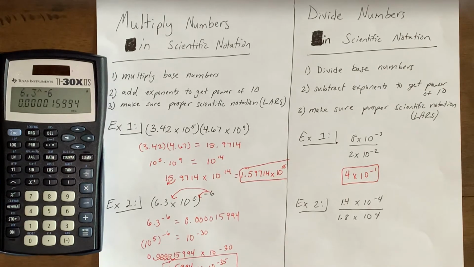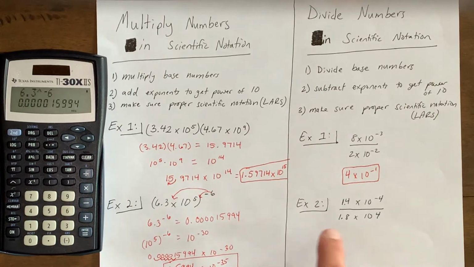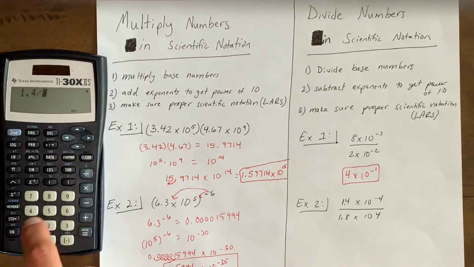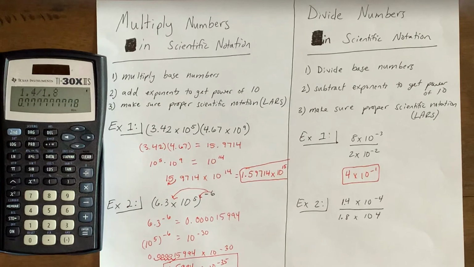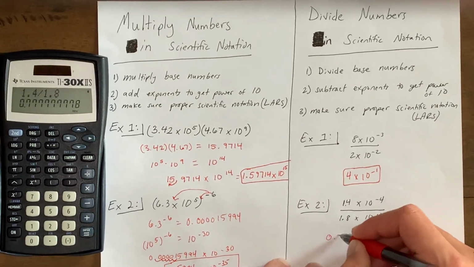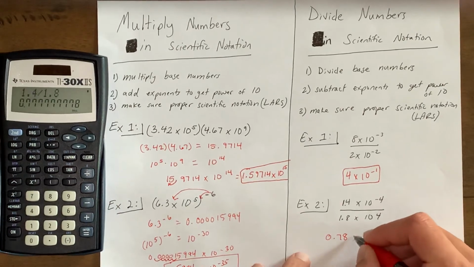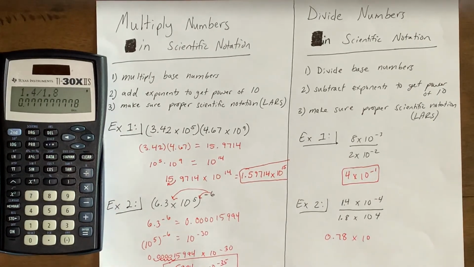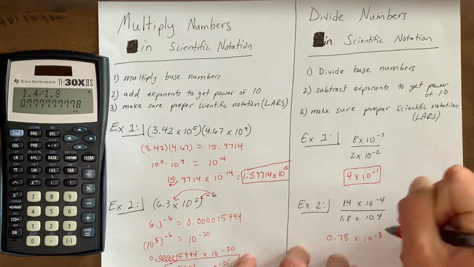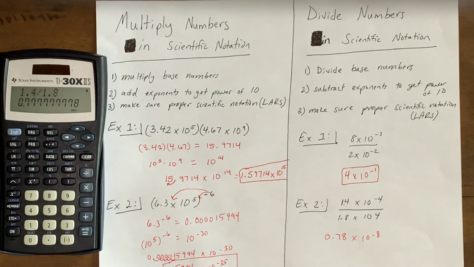Okay, example 2. Divide the base numbers. So my calculator can do 1.4 divided by 1.8. And I get 0.7 repeating. So I could just write 0.78 maybe. Okay, so I'm rounding a little bit. Okay, and then I have times 10. And now I have negative 4 minus 4. Okay, so I'm subtracting, so I'm getting smaller or more negative, so I'm going to have negative 8 as my power there. So negative 4 minus 4 would be negative 8.